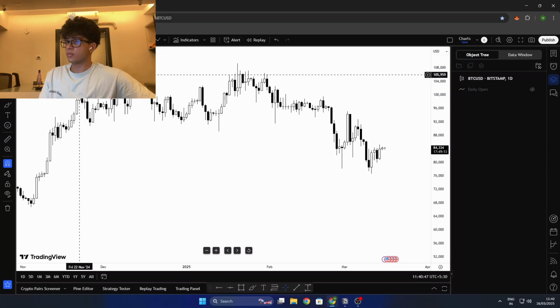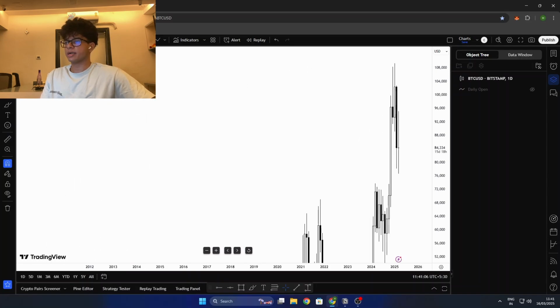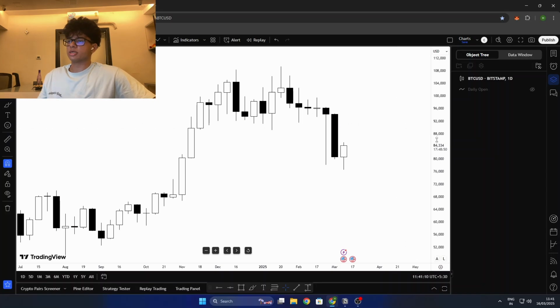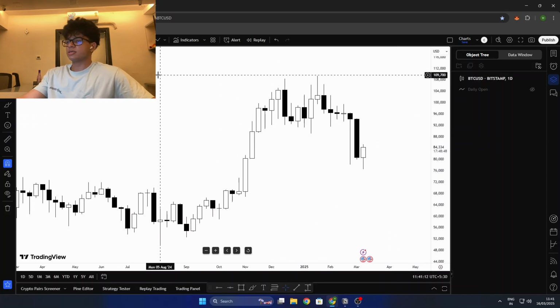So what is resistance? Resistance is basically where sellers are in charge. And support is basically where buyers are in charge. And to draw a support or resistance line, I would suggest that you start drawing from the higher time frames. The higher time frames give you better, cleaner charts, and less noise.